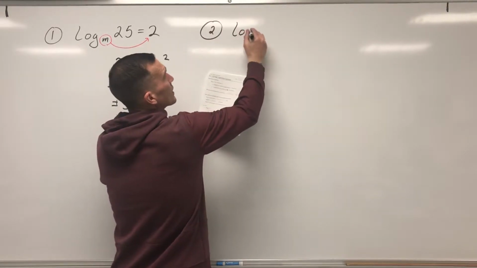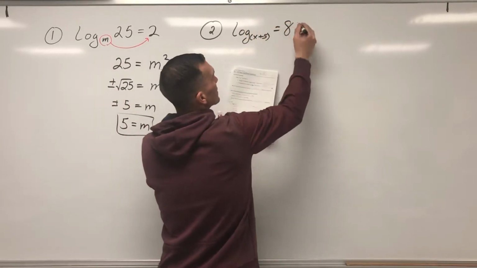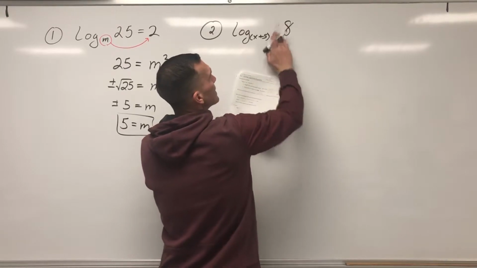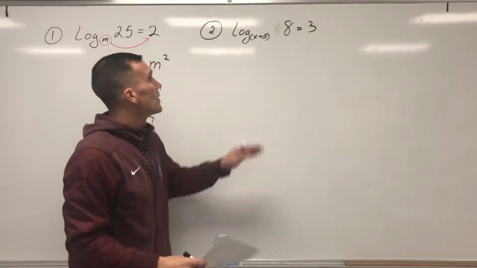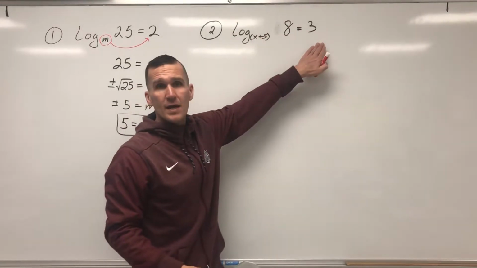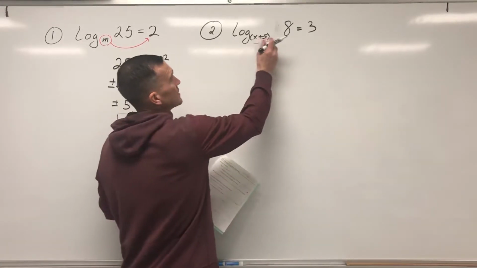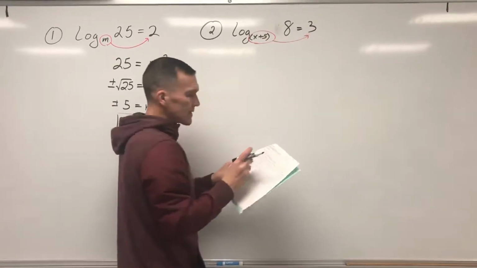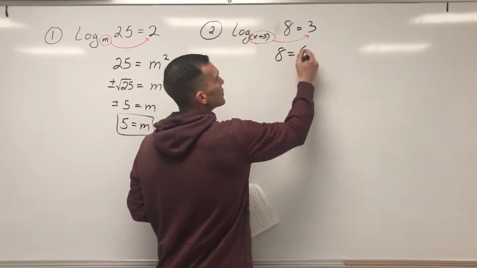All right, next, number 2. If I have log base x plus 5 of 8 equals 3, again, I do my little melody. When you've got a log on one side, not the other, move the base, convert. So I take the base, I move it to the other side, and now it's an exponent problem.